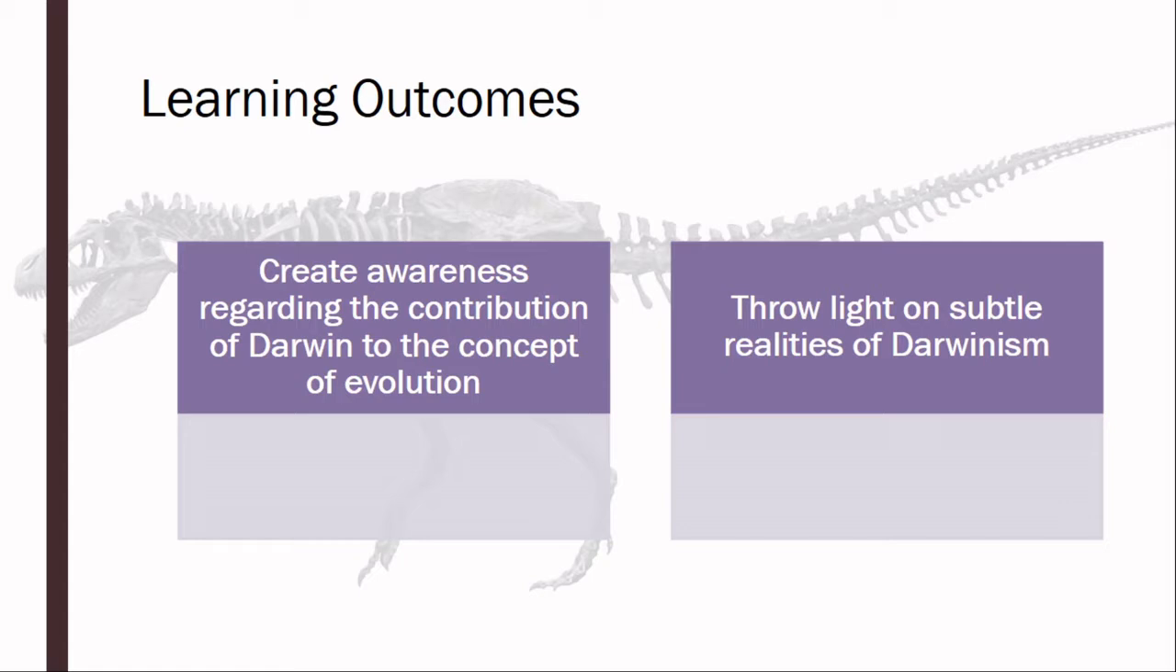Learning objective of this lesson is to create awareness regarding the contribution of Darwin to the concept of evolution and also to throw light on subtle realities of Darwinism. And learning outcome is, by the end of the lesson, the students will be in a position to appreciate the subtle realities of life patterns. Now let us see how Darwin contributed to the cause of evolution.